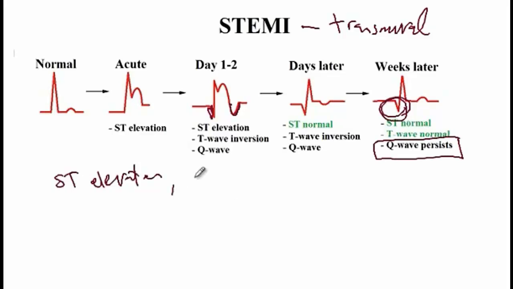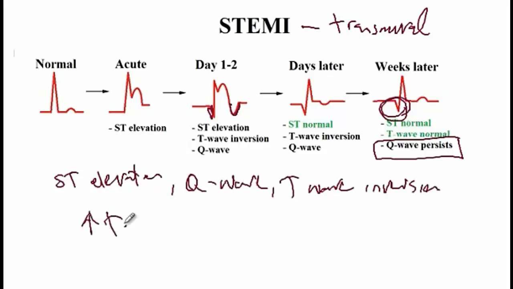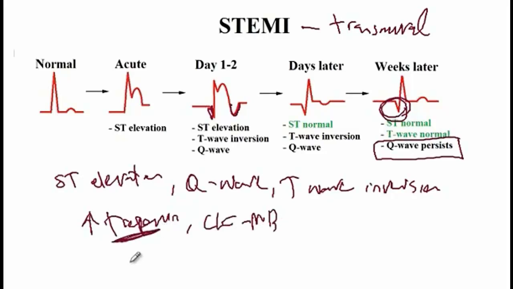They can present with the Q wave, T wave inversion, and there is also elevated cardiac enzymes like troponins or creatine kinase MB. And you should also know that troponin remains elevated for 5 to 14 days, while CKMB remains elevated for 2 to 3 days.